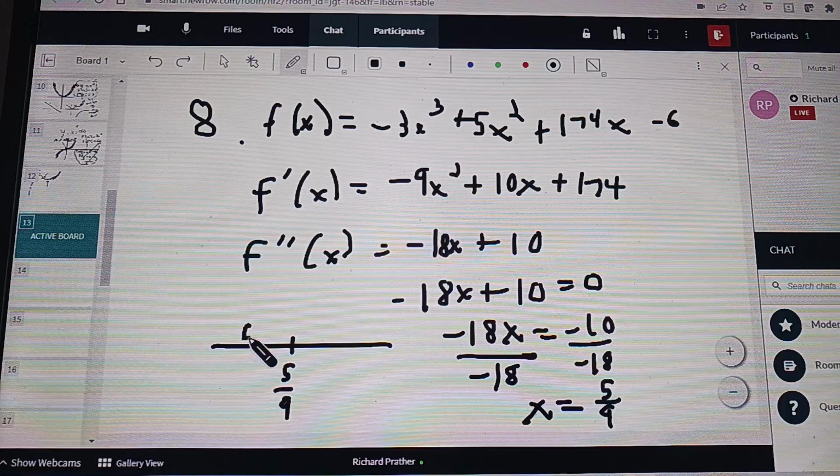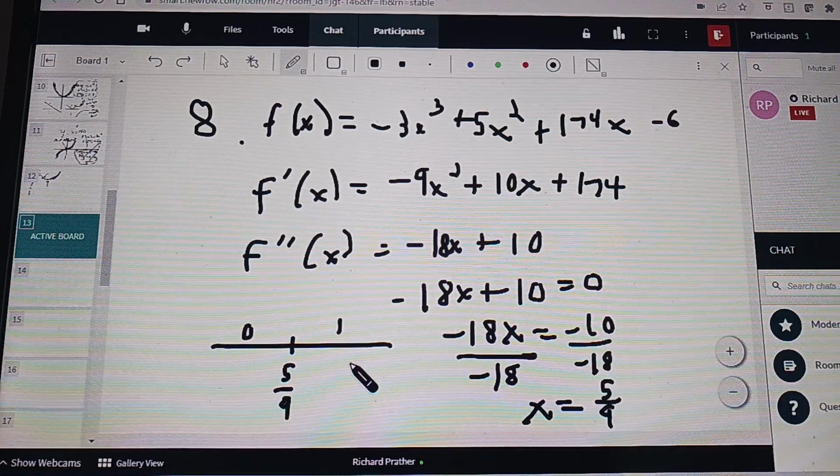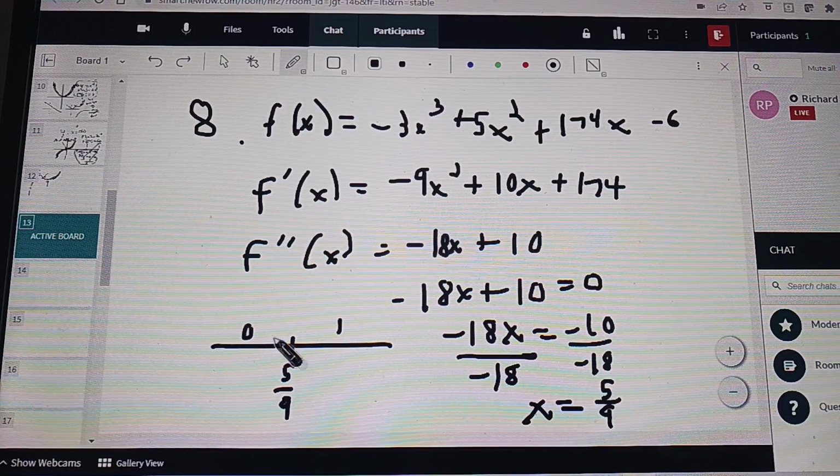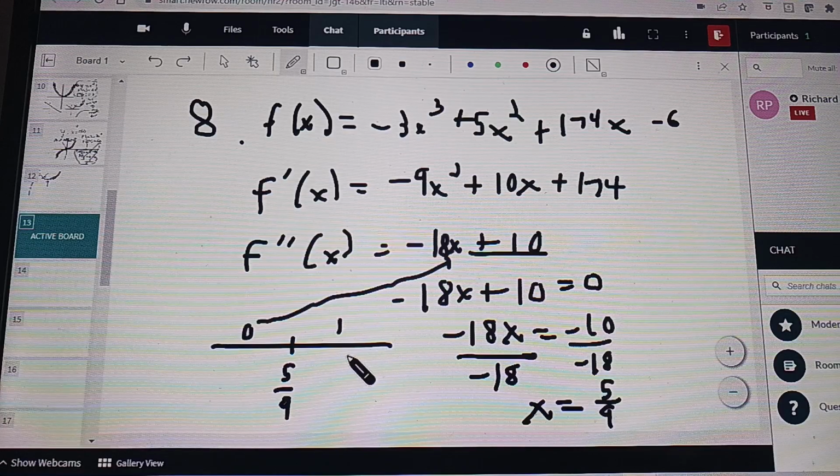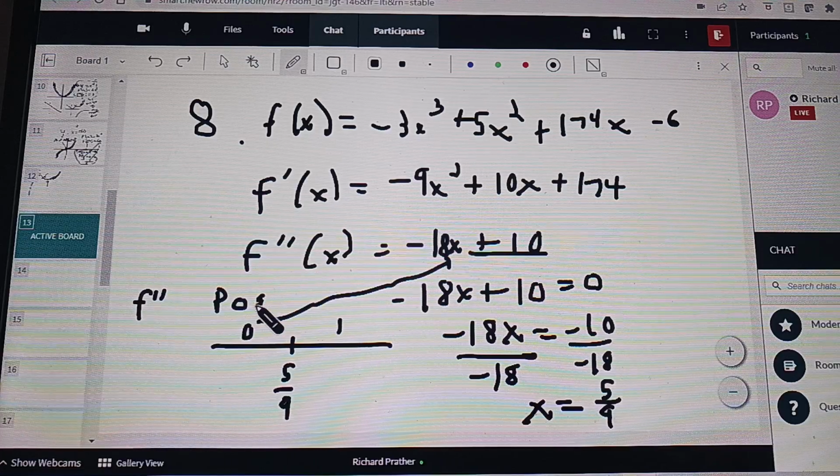I would plug in 0 for something smaller than that. I would plug in 1 for something bigger than that. 5/9 is in between 0 and 1. Plugging zeros in are nice because you're just going to get this. The second derivative is positive for any number smaller than 5/9 because 5/9 is the only chance it has to switch. So we know it's 0 at 5/9.